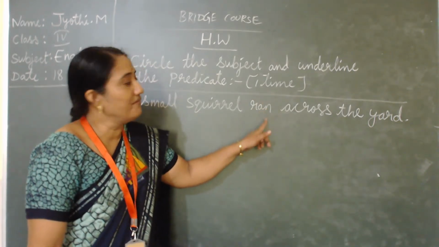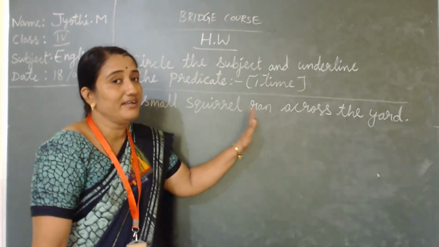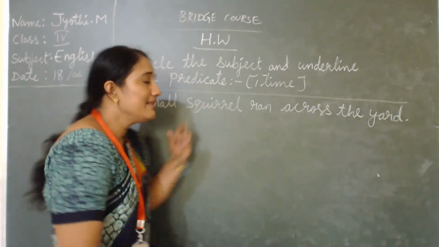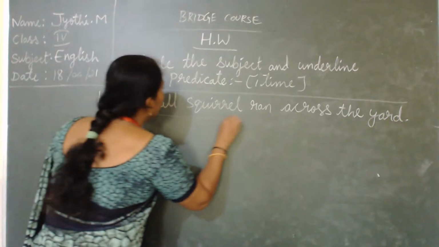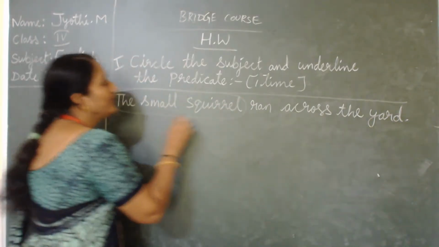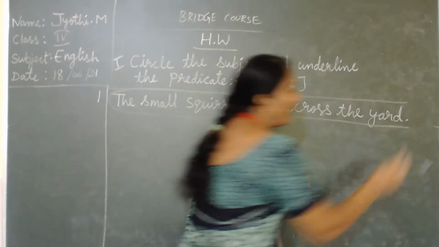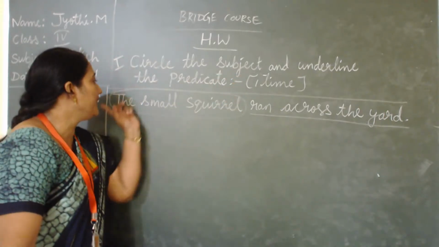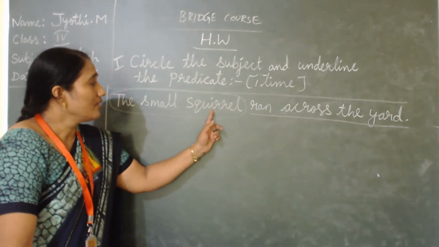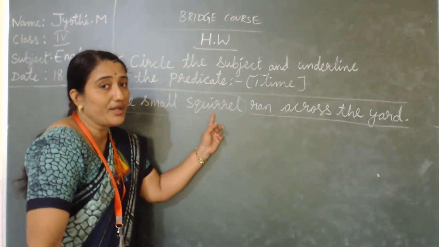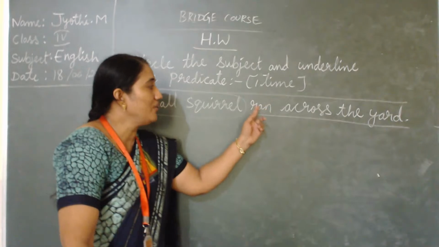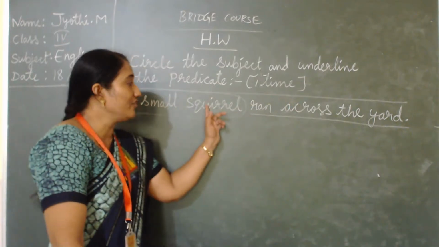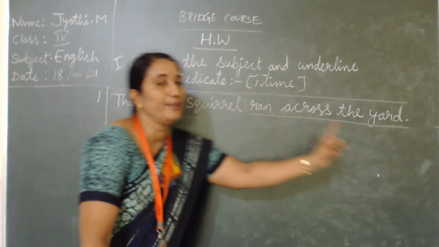So when you identify the verb, you will come to know who is running in this sentence. The squirrel is running. So the squirrel is the subject here. Ran across the yard is the predicate. Here what I do? Circle the subject. You have to circle the subject where the person or animal thing is doing the action. First identify the verb, then it will be the predicate part, and you have to question it. Ran across. Who is running? The squirrel is running. So this will be the subject and this will be the predicate.